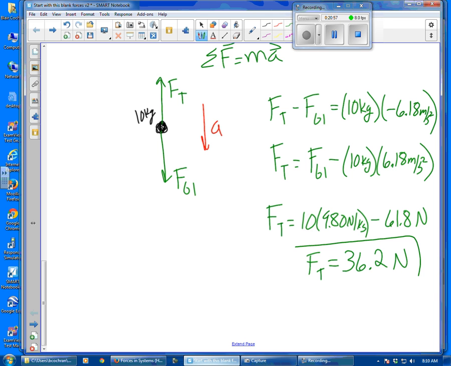And for mine, I get 36.2 newtons. Hopefully you got something similar. Any question on that before we bounce along to part C? Mine was 36.2 newtons.